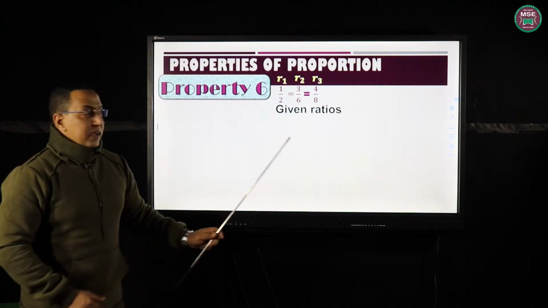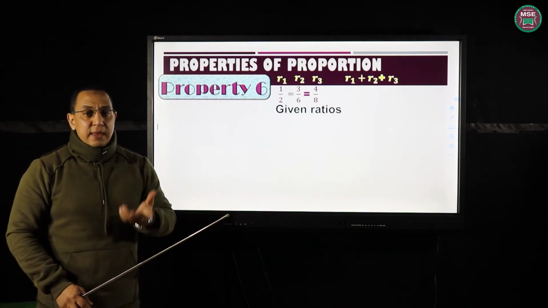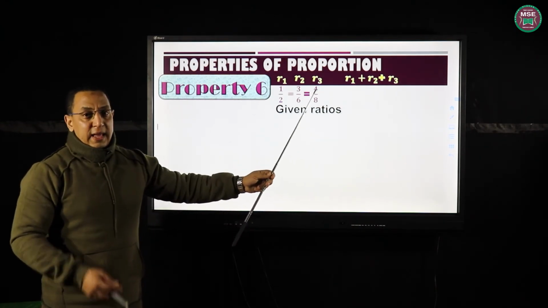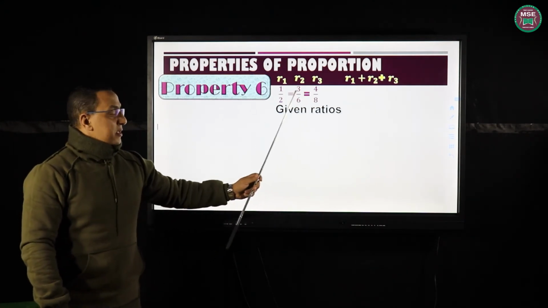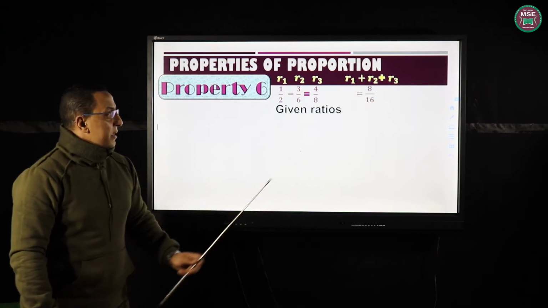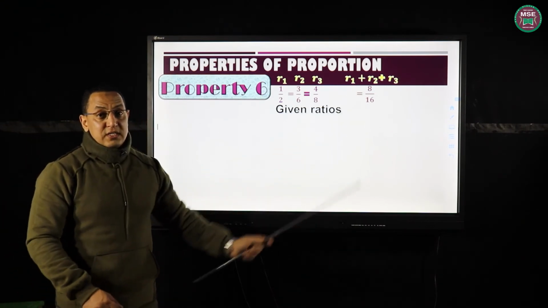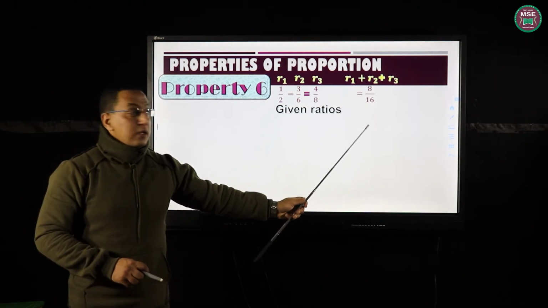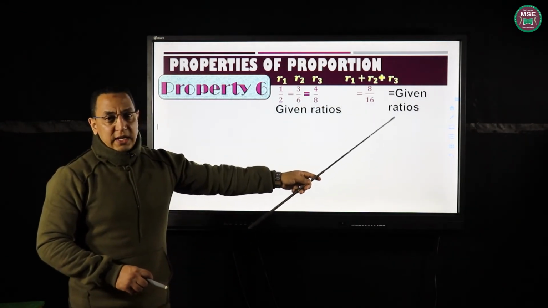Okay, now what if I add R1 plus R2 plus R3? How can I add them? I'm going to add 1 plus 2 plus 4, 1 plus 3 plus 4, and 2 plus 6 plus 8, okay? It will be 1 plus 3 plus 4 equals 8, 2 plus 6 plus 8 equals 16, so it will be 8 over 16. By looking carefully, 8 over 16 in the simplest form equals 1 over 2, so 8 over 16 is equal to the given ratios.